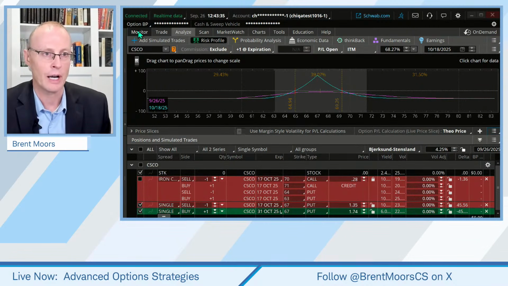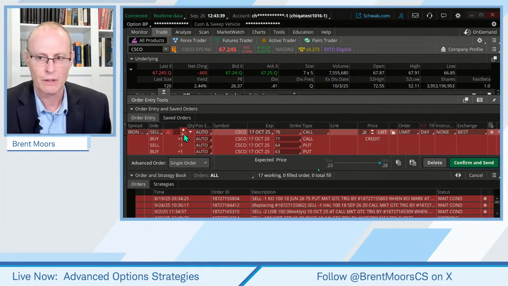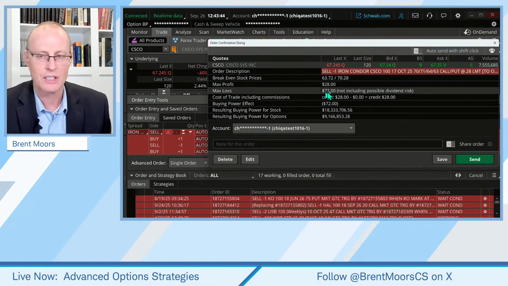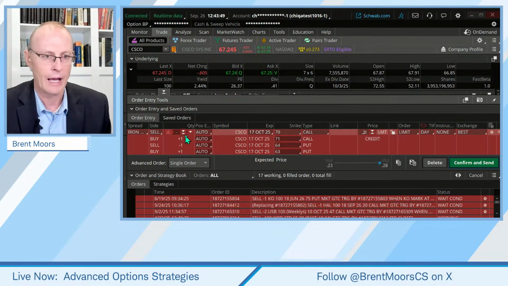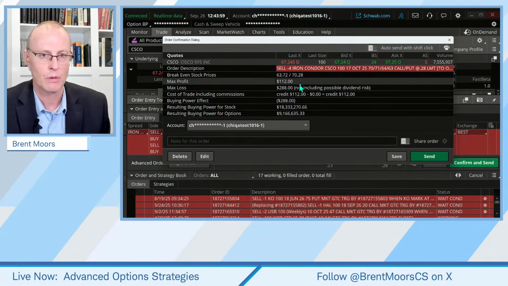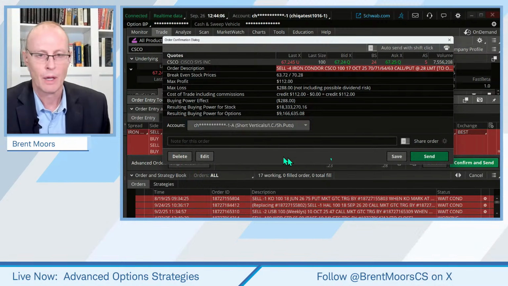But for our purposes here, I'm going to go back to that trade tab because I'm running out of time. I'm going to do more than one. Let's just confirm and send and just look at this for a sec. Max loss is $72 on that. Let me increase the number of contracts here. I'm going to confirm and send. Make sure you read this over. Make sure it all makes sense to you. And we're going to throw this in our Iron Condors bucket right there and send that trade.